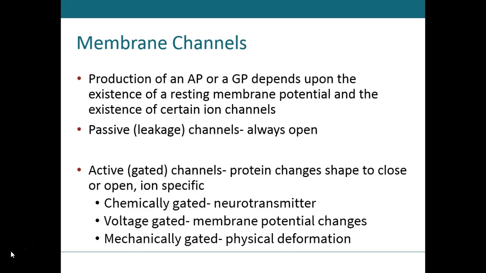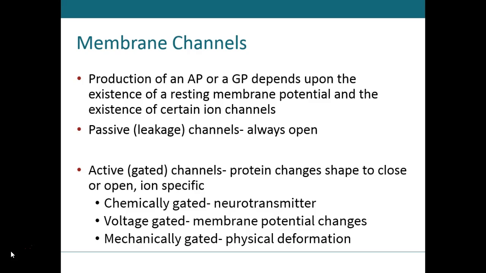So ion channels open and close due to the presence of gates. So we'll look at some of these types of gates, such as the passive leakage channels that are not necessarily gates, but they simply allow ions to move in and out of a cell. So they're randomly open and closed, but mostly open. And they can be selective in what they allow to pass across the membranes.